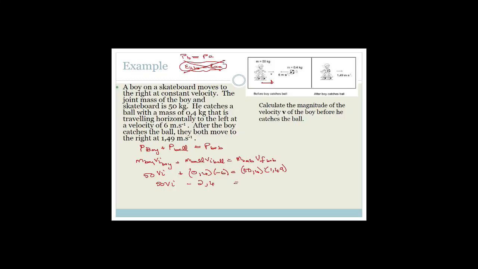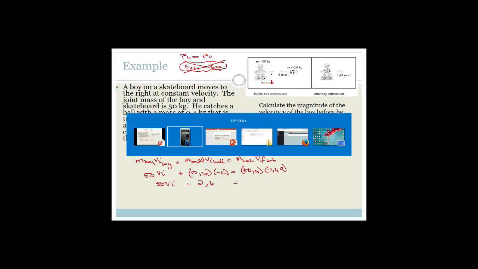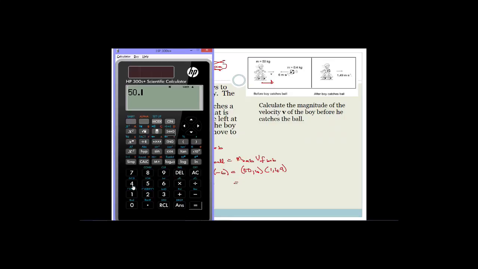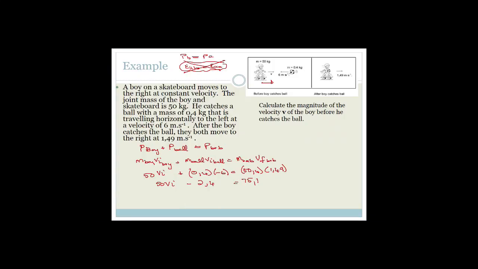Is equal to, now that unfortunately I cannot do in my head, so let's get out our calculator. So we've got 50.4 times 1.49 equals 75.096, so 75.1. So now I'm going to add that to that. So I'm going to go 50 VI is going to be 77.5. Therefore, VI is going to be 77.5 all over 50, which equals 1 point something, obviously.